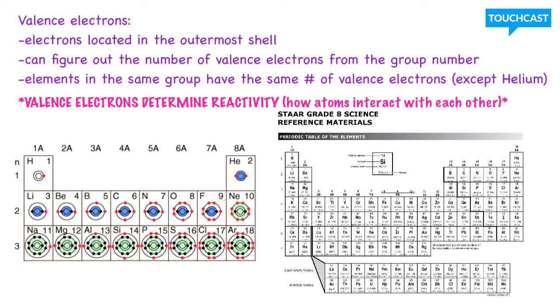Alright, so more on valence electrons. Valence electrons are the electrons located in the outermost shell of an atom. You can figure out the number of valence electrons from the group number, which I stated on the last slide, and elements in the same group have the same number of valence electrons. The exception to this rule is helium, because its group is supposed to have 8 valence electrons, but since helium only has 2, it's still got a full shell. Something very important to remember is that valence electrons determine the reactivity, or how atoms interact with each other.